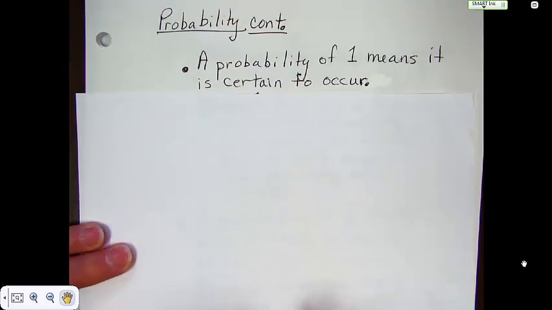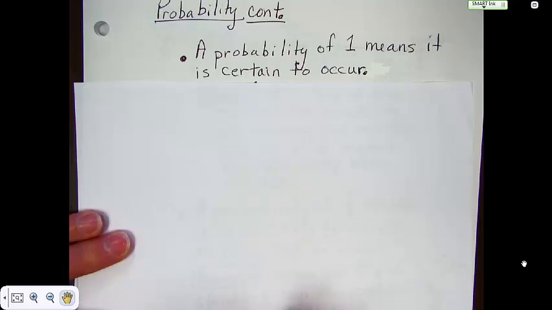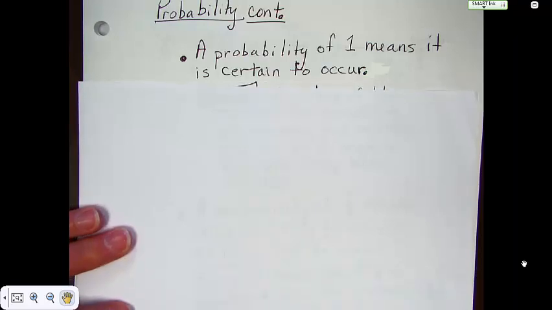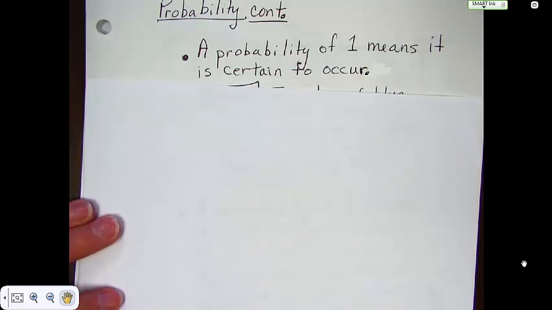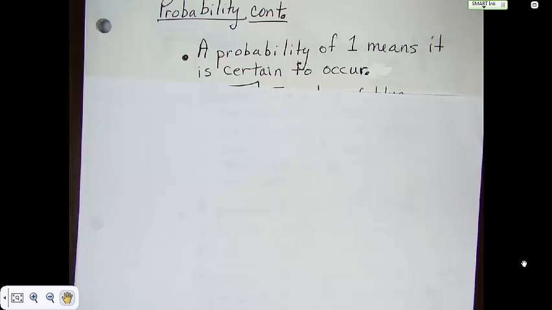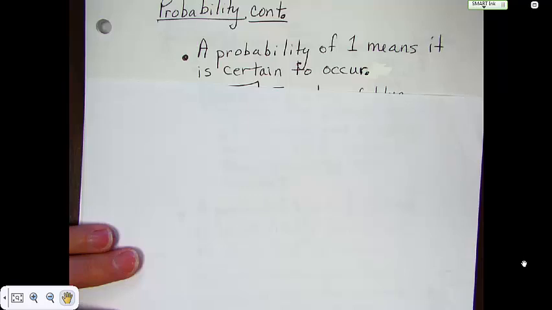Okay, we're going to look back some more at probability. A probability of 1 means it will occur no matter what. Absolutely, no doubt, it will occur. And probability actually does vacillate between 0, it won't occur, and 1, it will occur. And then there's all kinds of area in between there.